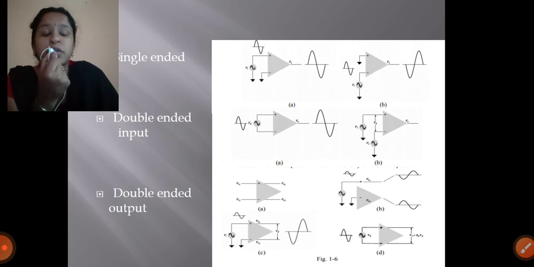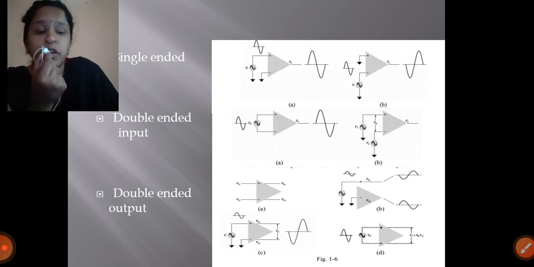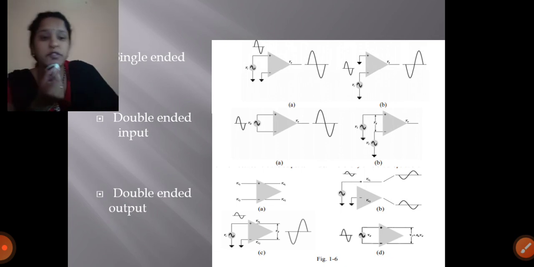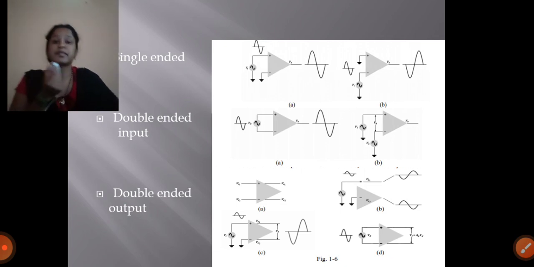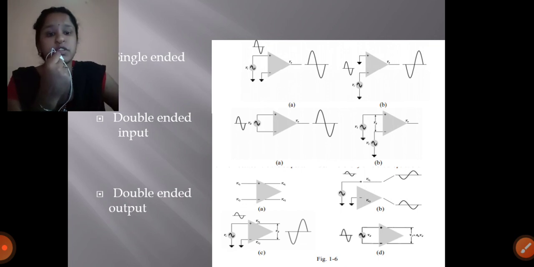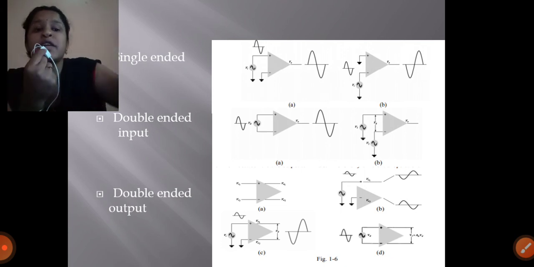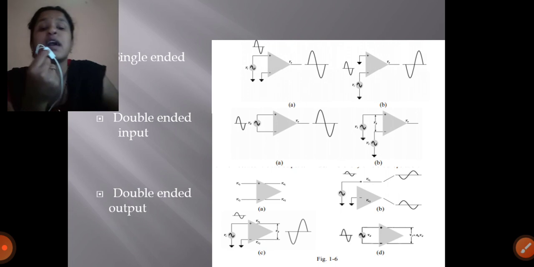This is the double-ended output circuit. This is also very important, single-ended and double-ended. For your practicals, it is very useful, because of how we are connecting the circuits. The power supply is very important. They can ask these questions in the practical examinations: they may ask for single-ended and double-ended input and output. That is also very important to understand the concept.